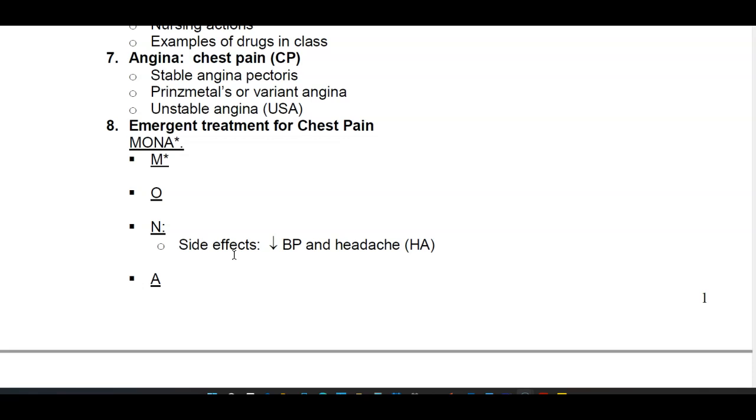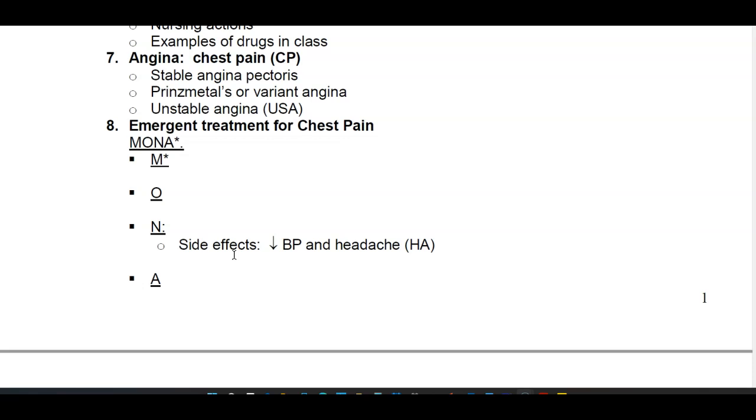Now, Prinzmetal or variant angina, on the other hand, is also known as vasospastic angina. So this is actually caused by coronary artery spasming. So they're narrowing down, and basically it's narrowing down, right? It's causing some spasm, and usually it's either from the cold weather, right, or from stress.